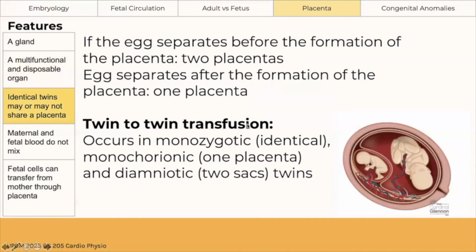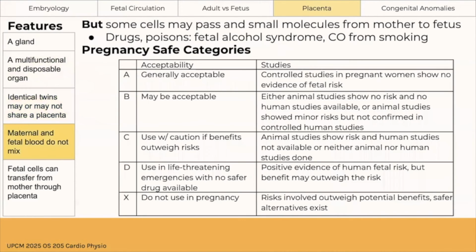This may lead to twin-to-twin transfusion, which occurs in monozygotic, which is identical twins, again monochorionic, one placenta, and diamniotic, or two sac twins. So as you can see here, you have a twin that's bigger because they receive more blood, more nutrients, and a twin that's smaller and may look anemic once they're birthed.